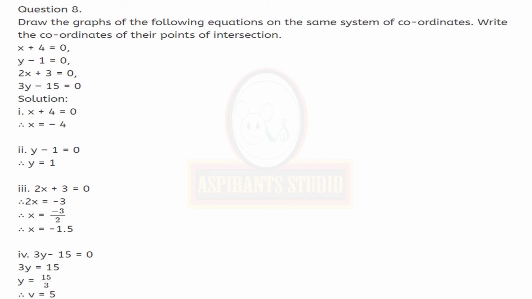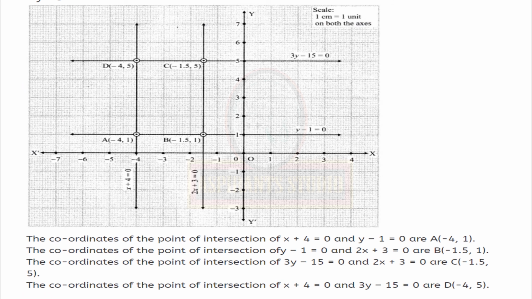Third one. 2x plus 3 is equal to 0. Therefore 2x is equal to minus 3. Therefore x is equal to minus 3 upon 2. Therefore x is equal to minus 1.5. Fourth one. 3y minus 15 is equal to 0. Therefore 3y is equal to 15. Therefore y is equal to 15 upon 3. Therefore y is equal to 5. Now plot the points.